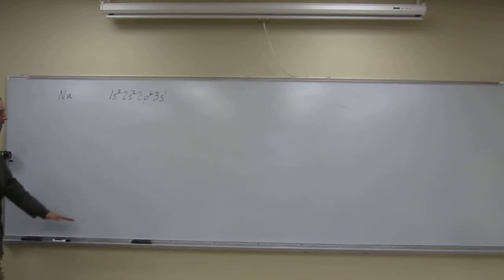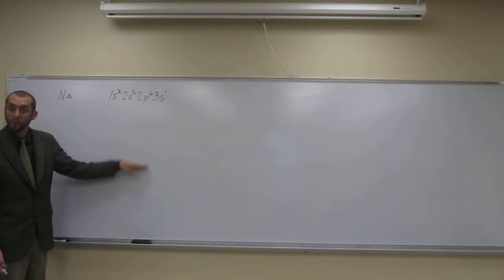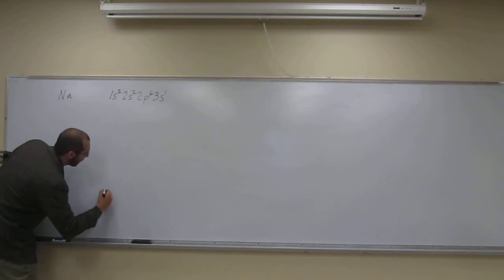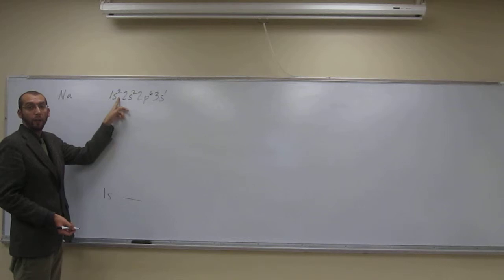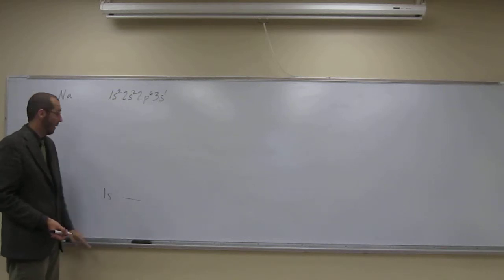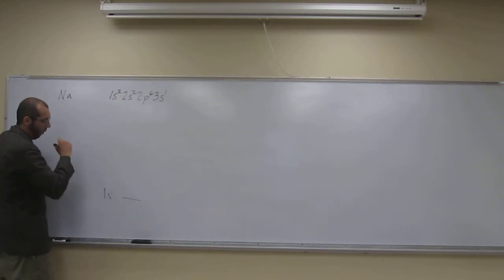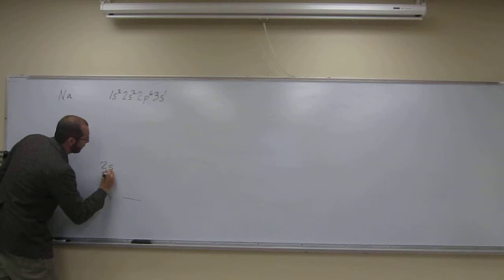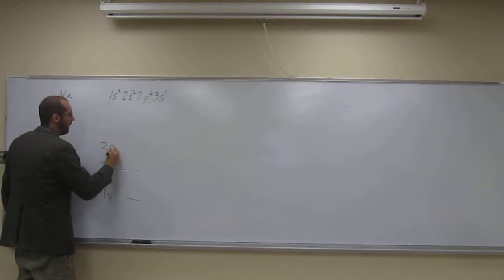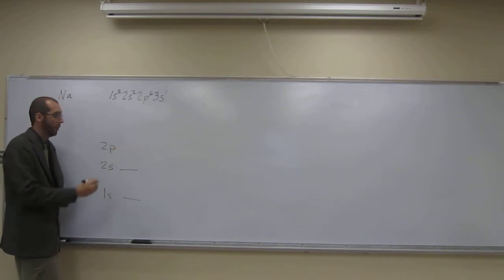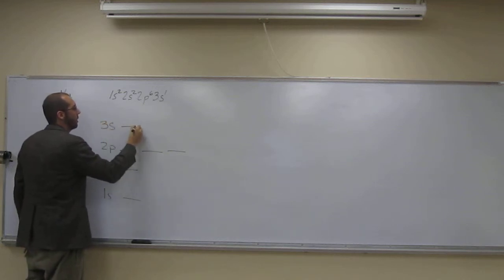Now we can put our orbitals in order, like the ladder we were drawing. Remember, 1s is at the bottom. How many orbitals are in the 1s sublevel? Just one. How can we tell? Well, there's only two electrons in there. Next is the 2s, just one orbital. Then the 2p. How many orbitals are in that one? Three. And then the 3s, just one.